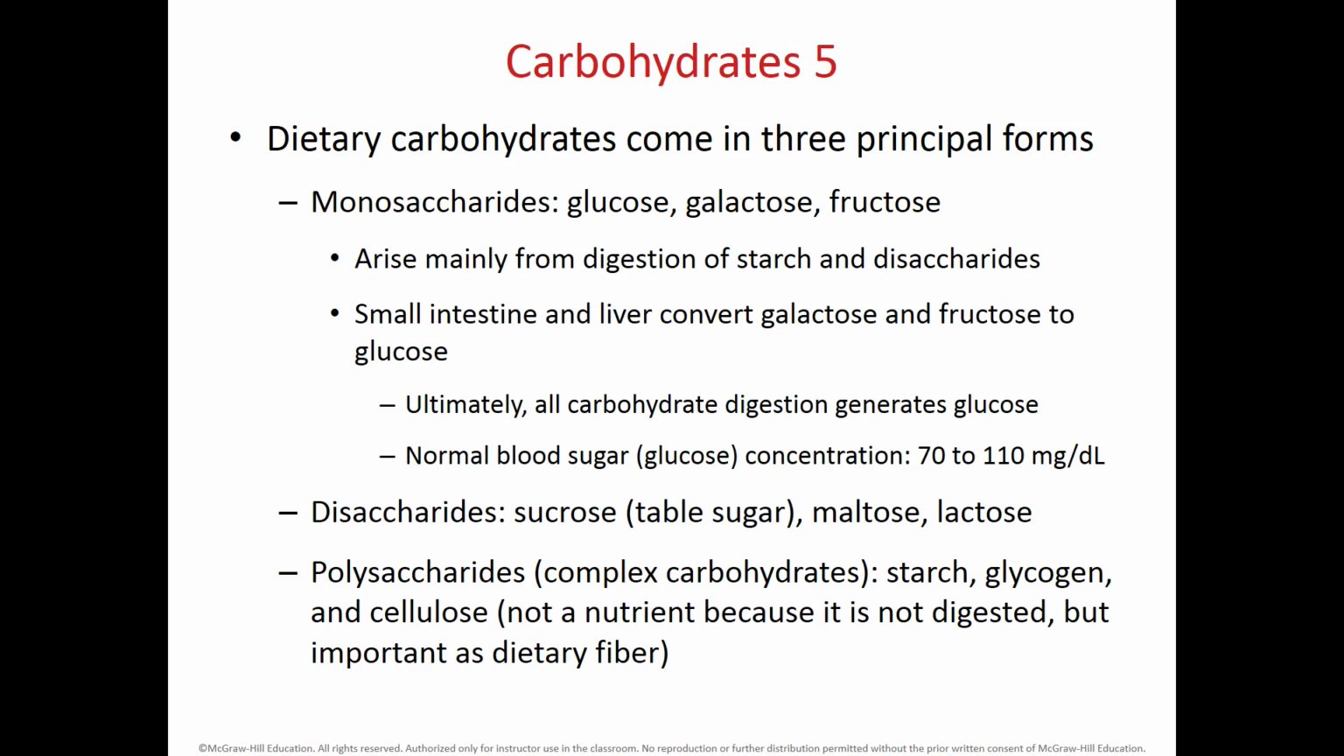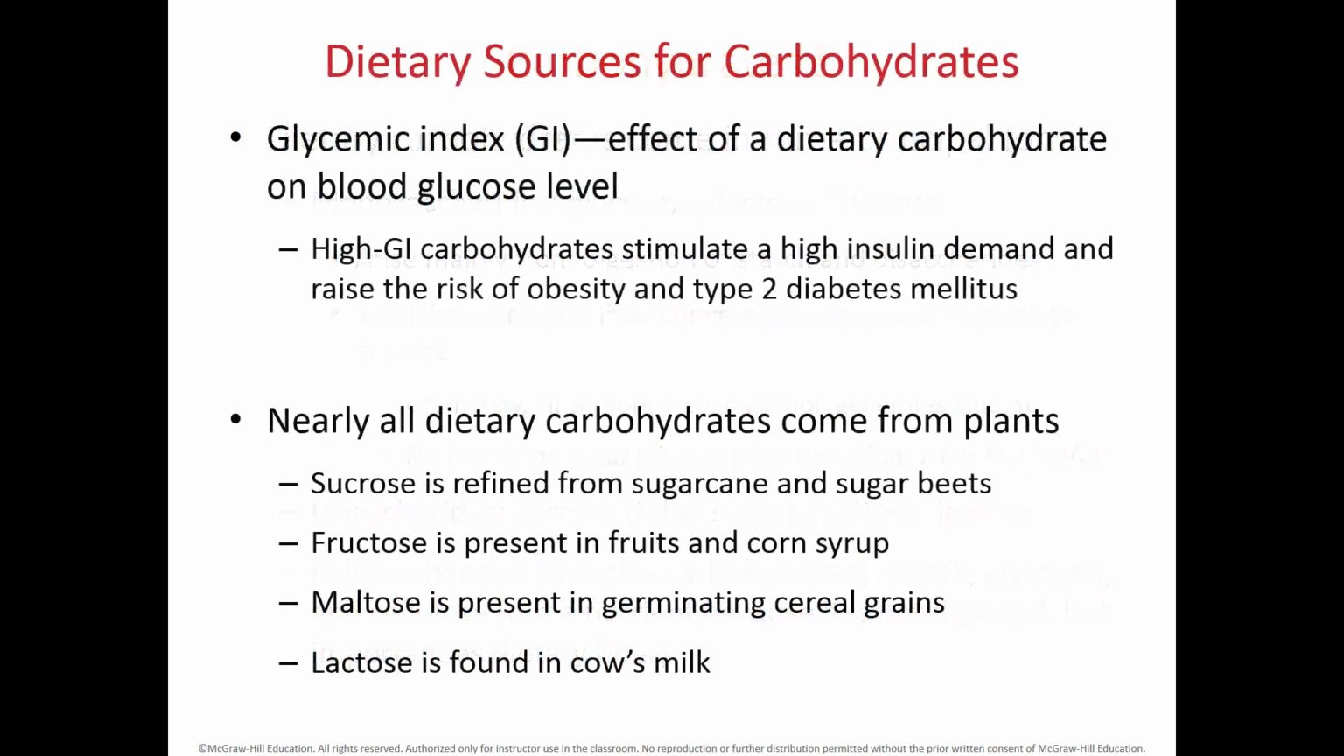The major forms of carbohydrates that we ingest are monosaccharides like glucose, galactose, and fructose, or disaccharides like sucrose, which is a combination of glucose and fructose, or maltose and lactose. And then we can also consume polysaccharides like starch, or cellulose, which is not a nutrient because it's fiber. So that's why we don't use it for energy, just to make bulk.